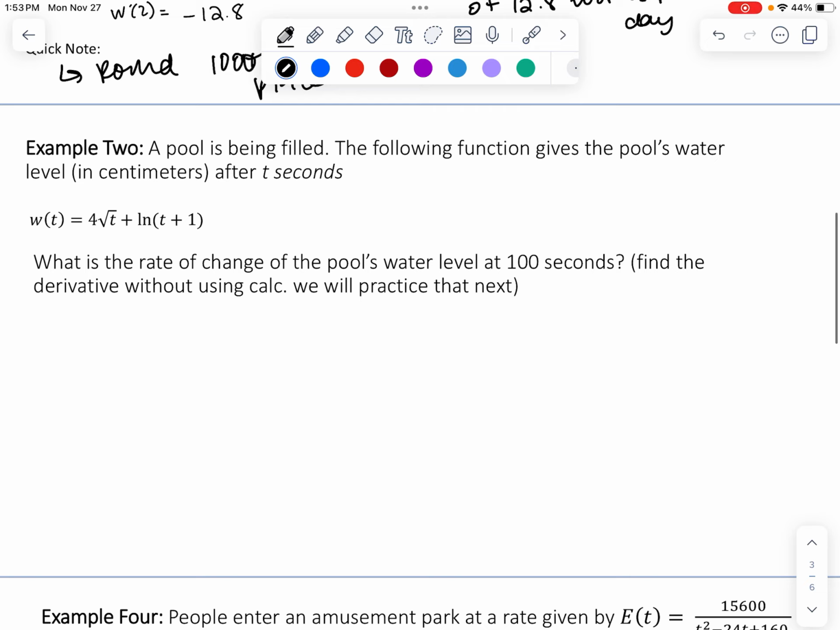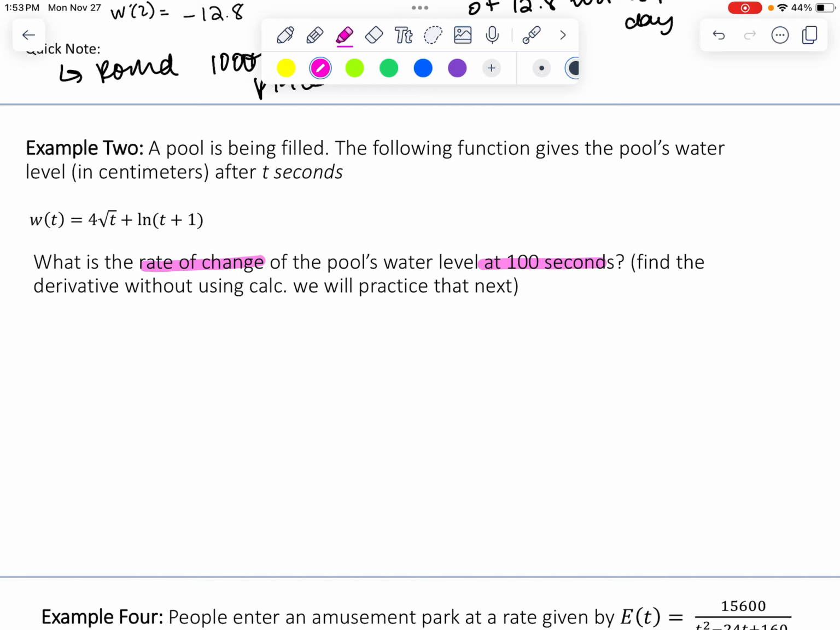We're going to do a couple more, and then we're going to start using our calculator, so these will come by a lot quicker. But this says a pool is being filled. The following function gives the pool's water level in centimeters after t seconds. W of t equals 4 times the square root of t plus the natural log of t plus 1. What is the rate of change? So big words here: rate of change of the pool's water level at 100 seconds.